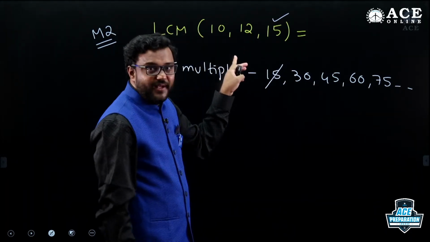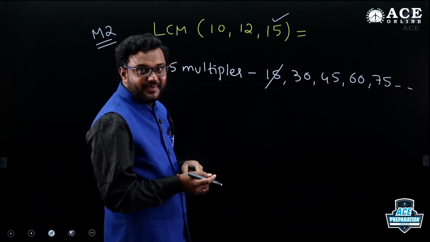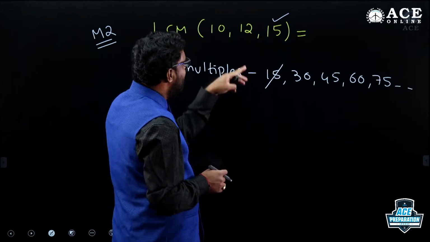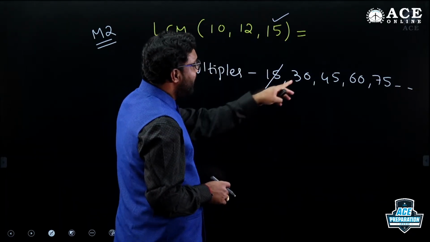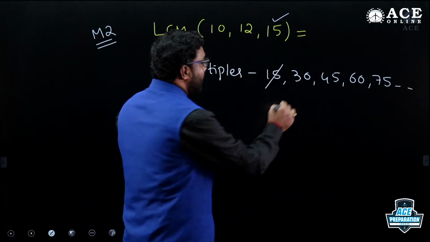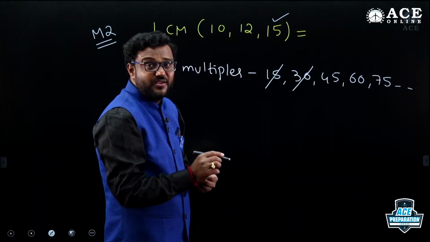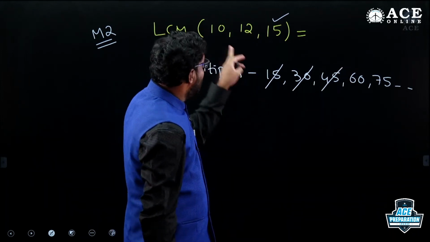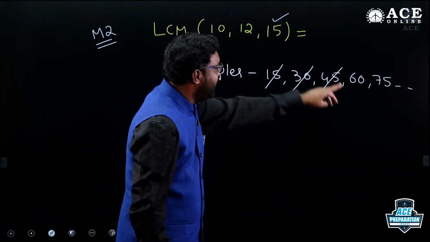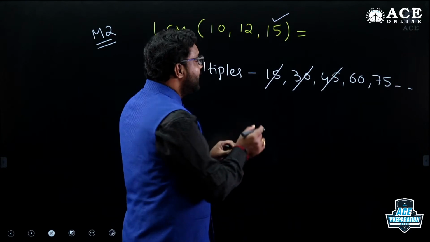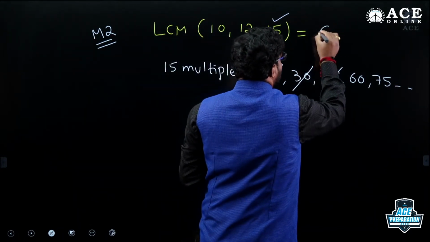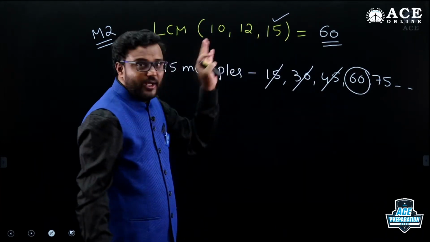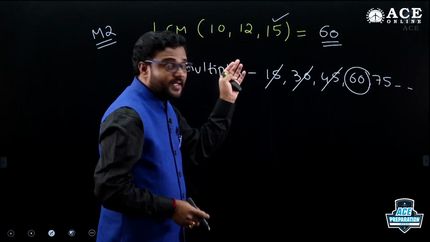30 is a multiple of 10, but it is not a multiple of 12. We need a multiple of 10, 12 and 15, for all these values. 45 is not a multiple of 10, eliminate. 60 is a multiple of 10: 10 six times, 12 five times, 15 four times. So 60 is a multiple of all. So 60 is the LCM for 10, 12 and 15, my dear friends.